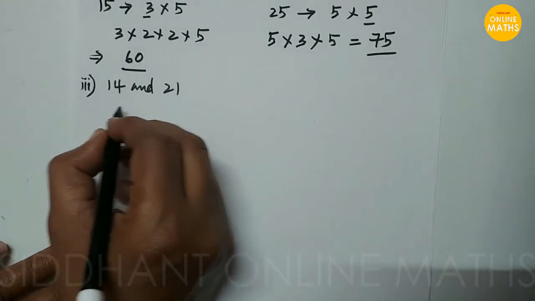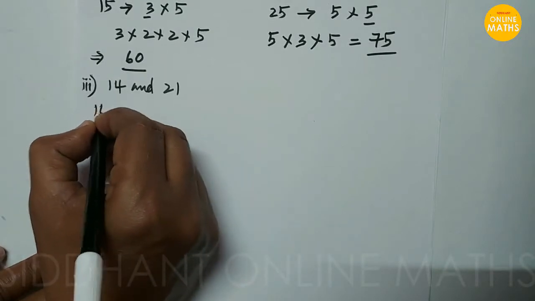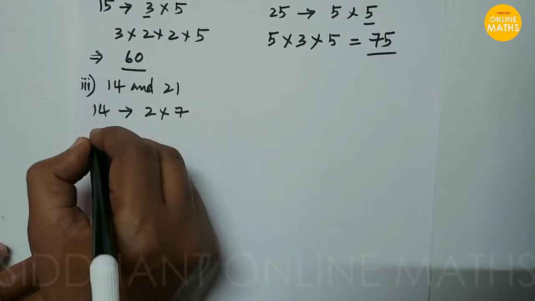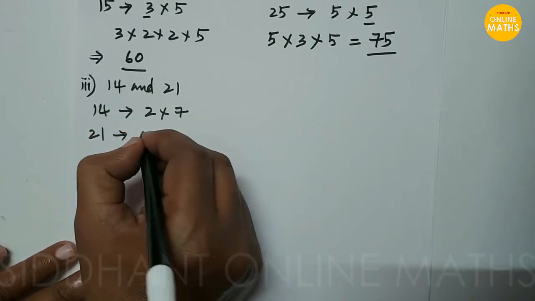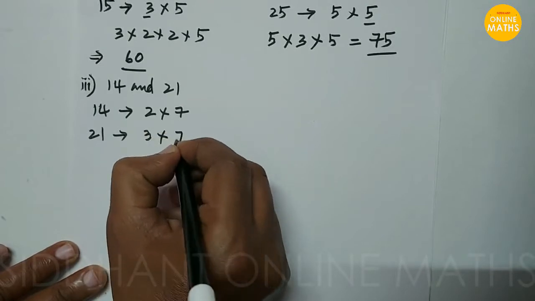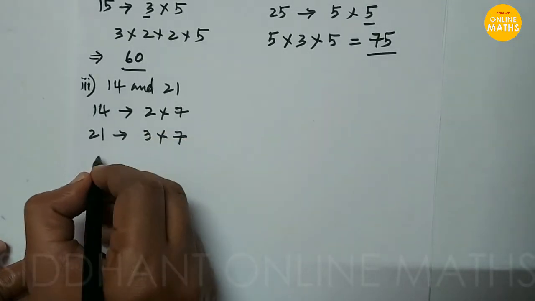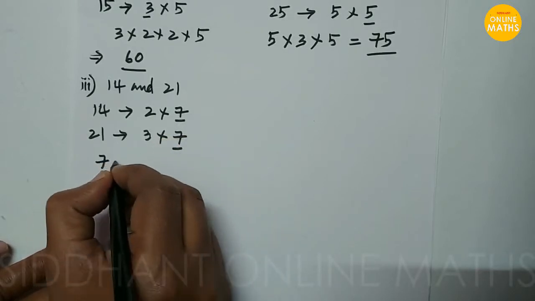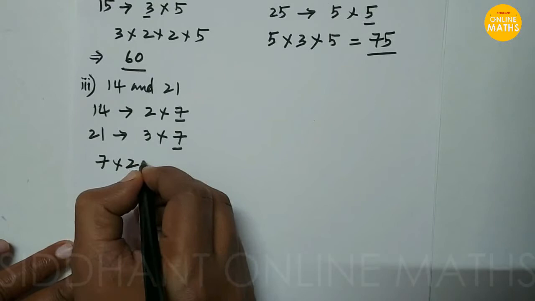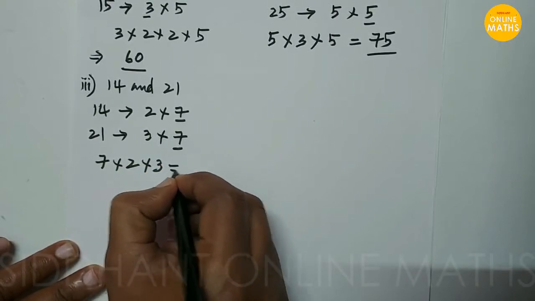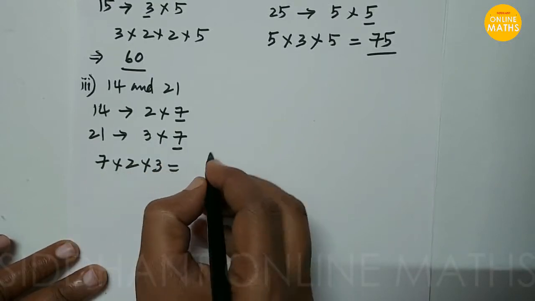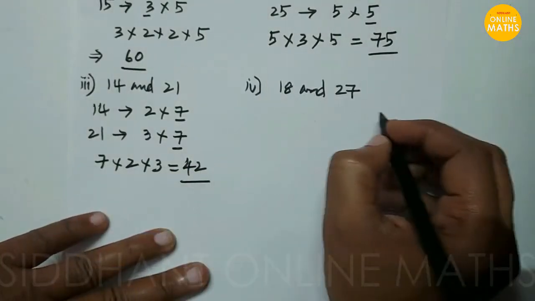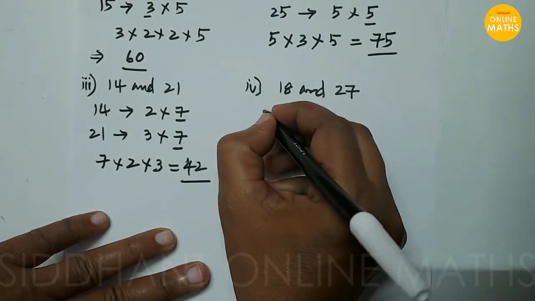Next, third, 14 and 21. The prime factorization for 14 is 2 into 7, and for 21 the prime factorization is 3 into 7. First we see the common factor, that is 7, into the extra factors, that is 2 into 3. So that will be 7 into 6, 42.